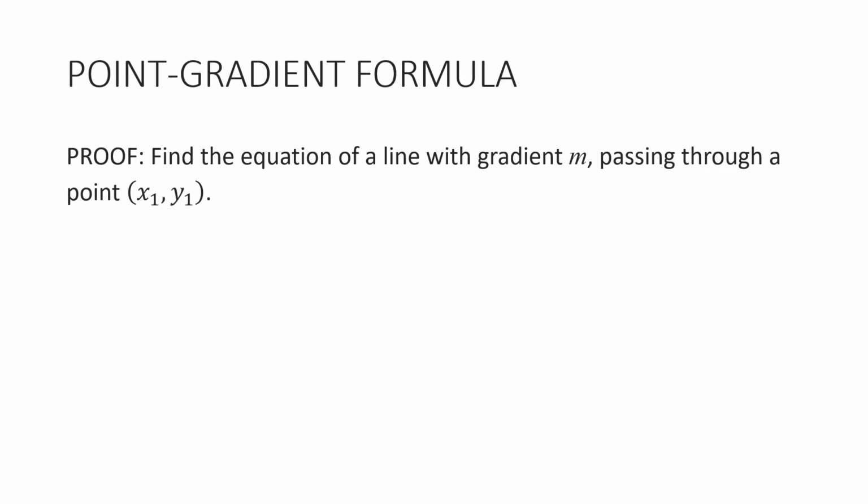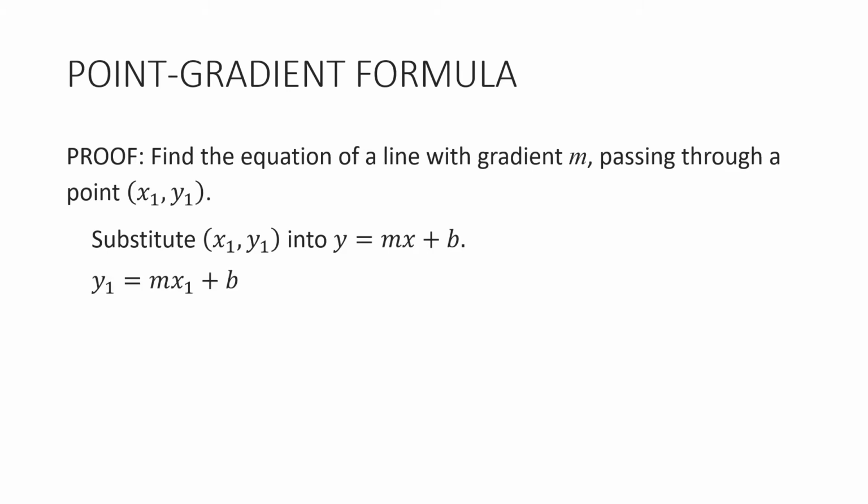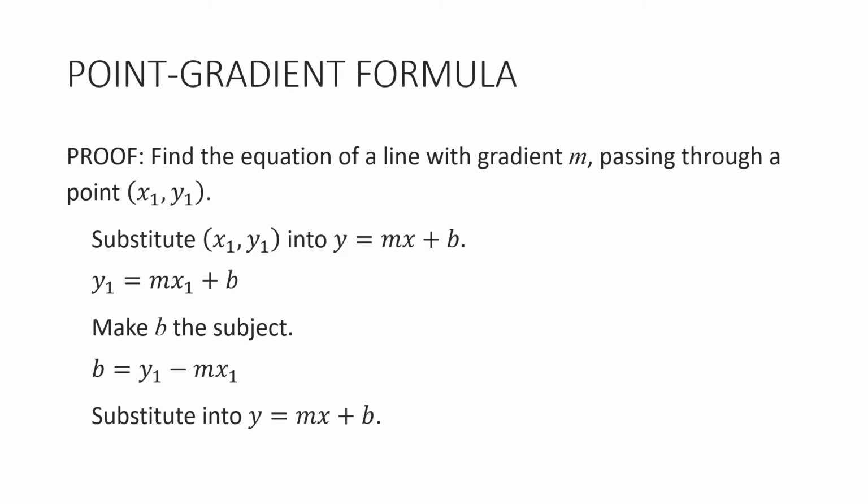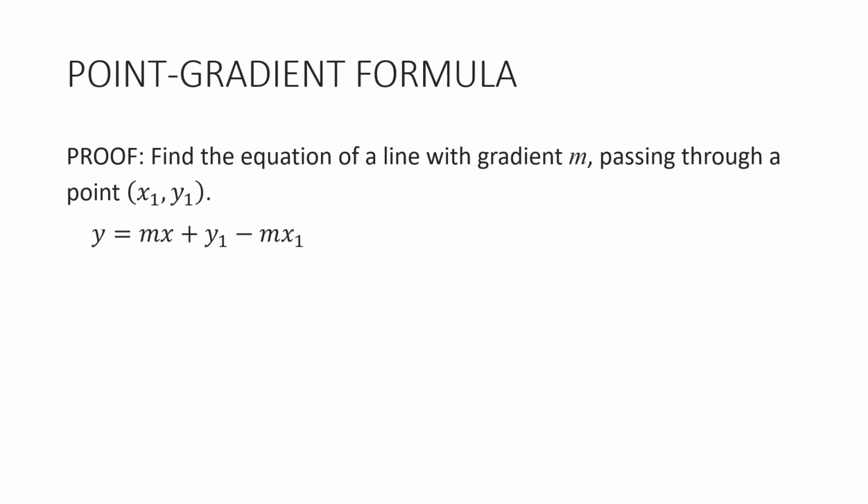So we're going to start off by substituting the point (x1, y1) into the equation y equals mx plus b, like this. Now I'm going to make b the subject. Well, that's pretty easy. b is going to equal y1 take away mx1. And now I'm going to substitute that back into y equals mx plus b. So have a look at this. I've got y equals mx plus, and then instead of b, I've got y1 take away mx1, which is this. We're nearly there. I'm going to take this y1 over to be with this y. So y take away y1 is equal to mx take away mx1. And finally, just factorize. And there's our formula.